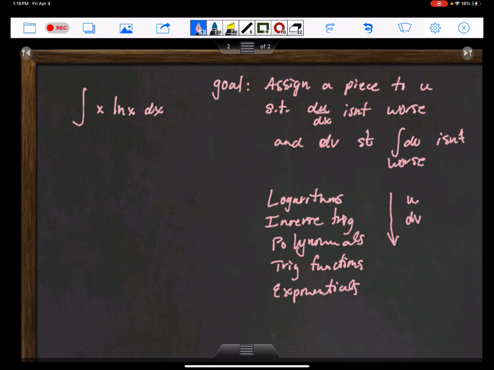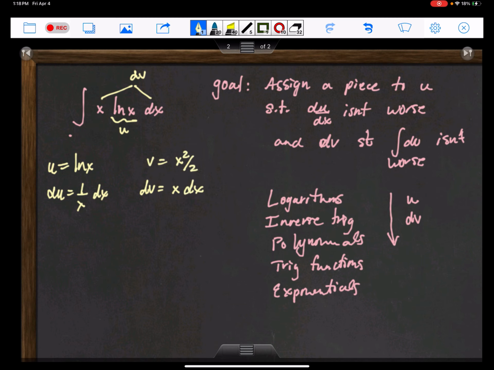So for example, right here, x ln of x dx, logs are above polynomials, so we're going to let u be ln of x and dv be x dx. Let's see if this works for us. So if we let u be equal to ln of x, then du is 1 over x dx, dv is x dx, so v is x squared over 2. All right, then we solve this problem.